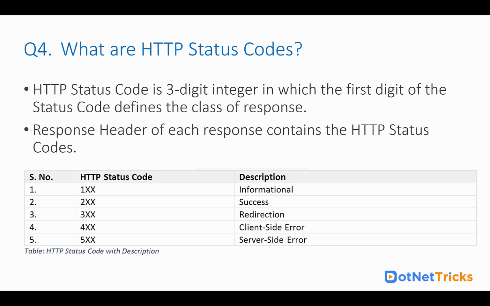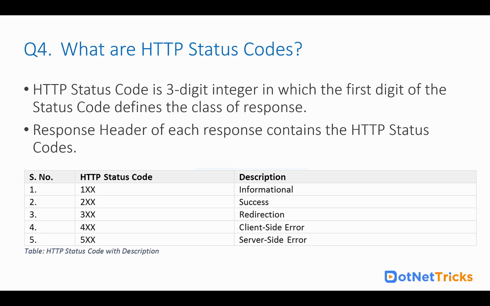And we have ranges of HTTP status codes. If it starts with 1, it tells us the response is of informational type. All the informational responses return a status code like 100, 101, 102. Then we have the success status codes. If the status code starts with 2, let's say 200, 201, 202, these represent a success response.